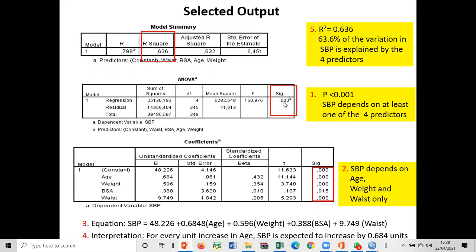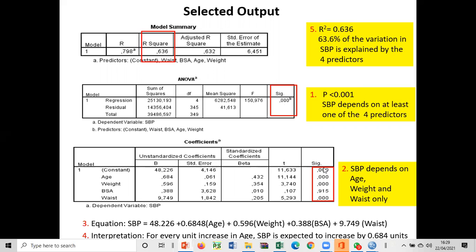Your latest version? What is your version? Version 27 or what? 26, I think. No, it's okay. Still less than 0.05, right? It directly gives you this value and not the exact value. Okay, maybe the latest version.